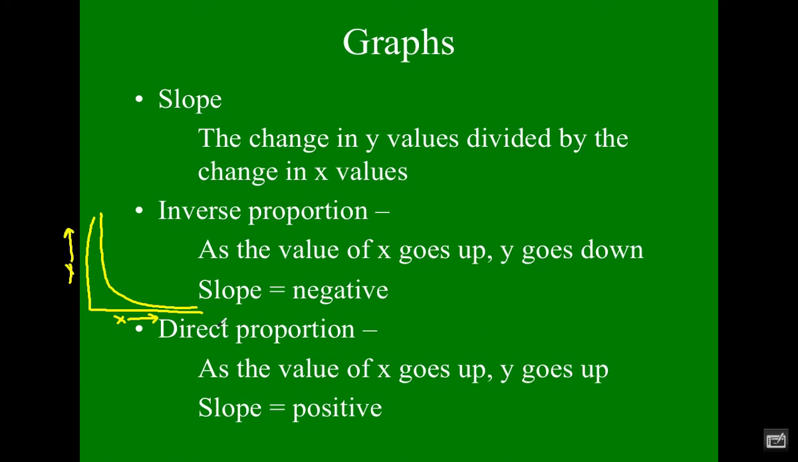A direct proportion means that as the value of x goes up, y goes up. So the slope is positive. So this would be something like this, or even just a straight line. Okay, this could also be a straight line down like that. All right, here the slope is positive, okay, because I would get that type of value, and here the slope is negative.